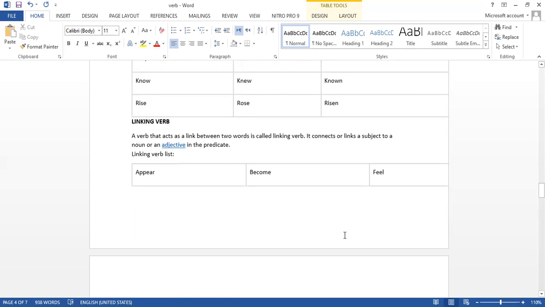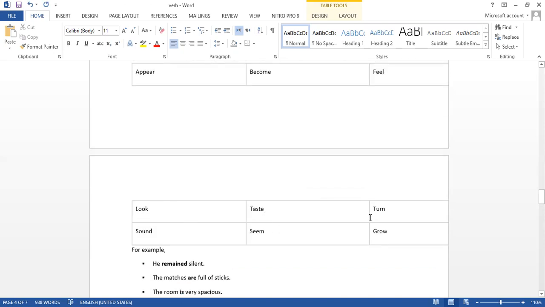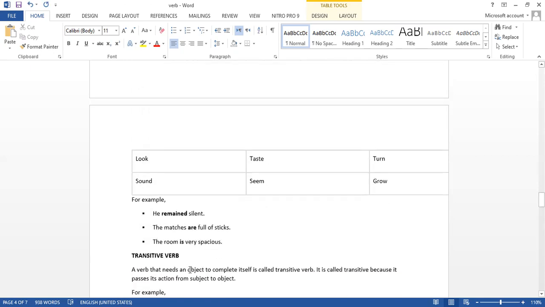Now, what are linking verbs? Linking verbs are those which act as a link, connecting the subject and the noun or adjective. That is called what? Linking verb. It connects the subject with the noun or with the adjective, with the help of appear, become, feel, look, taste, turn, sound, seem, grow. For example, I feel so nice. He remained silent. The matchbox is full of sticks. The room is very spacious. Spacious means big. Now these are what? Linking verbs.